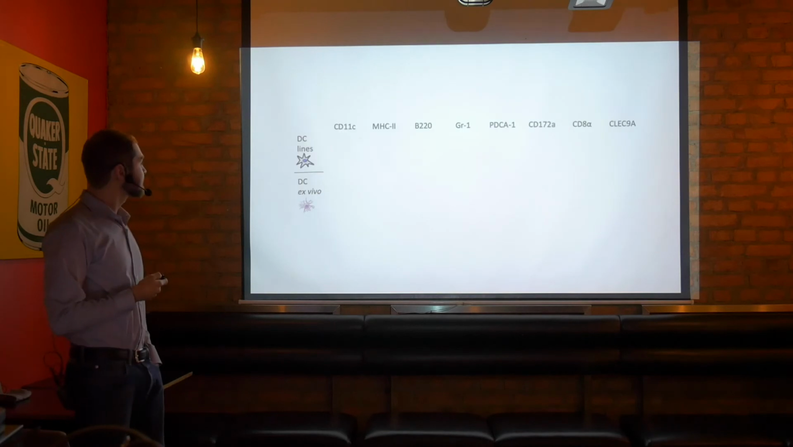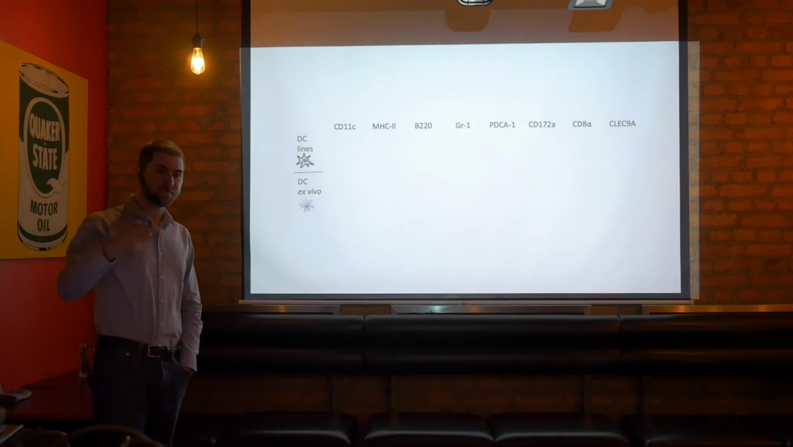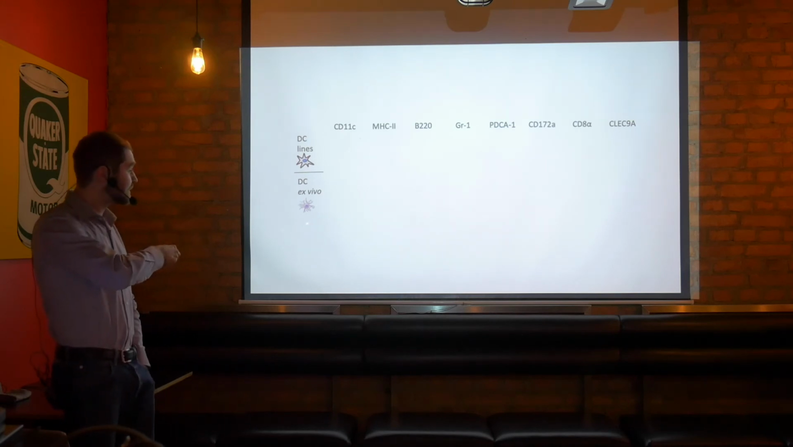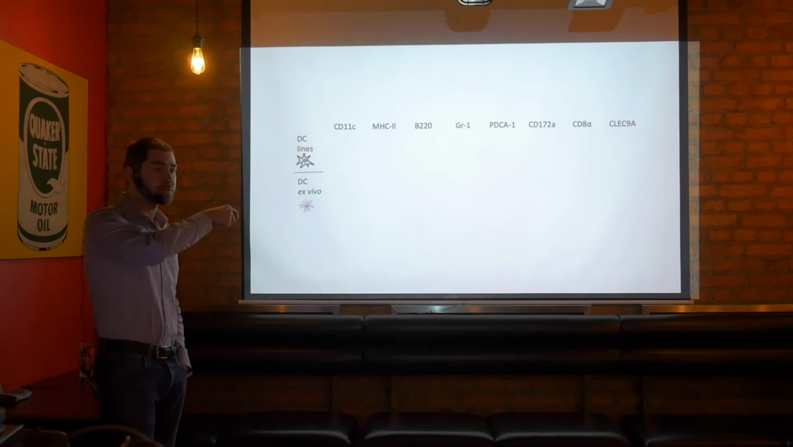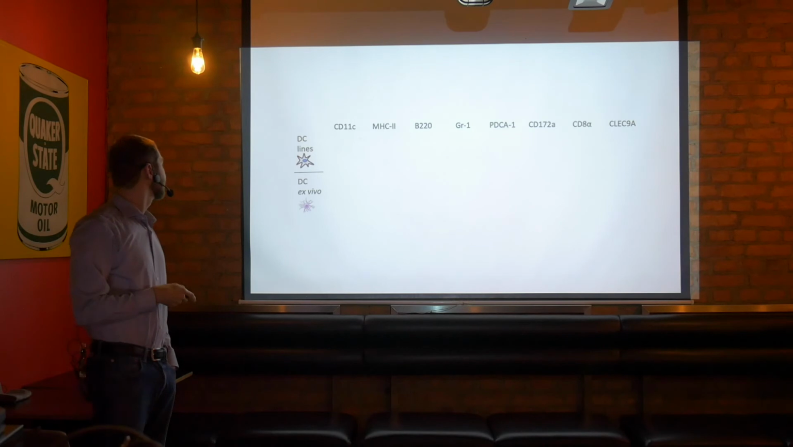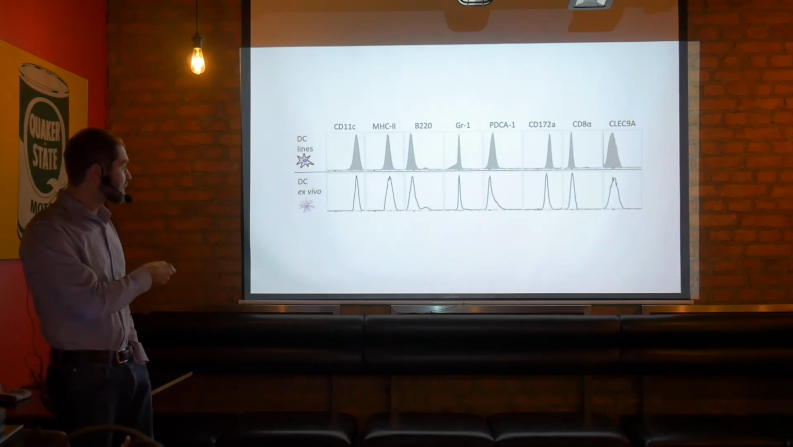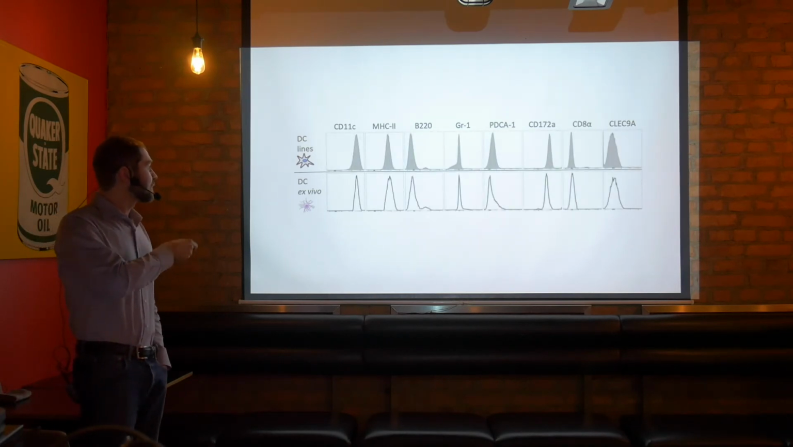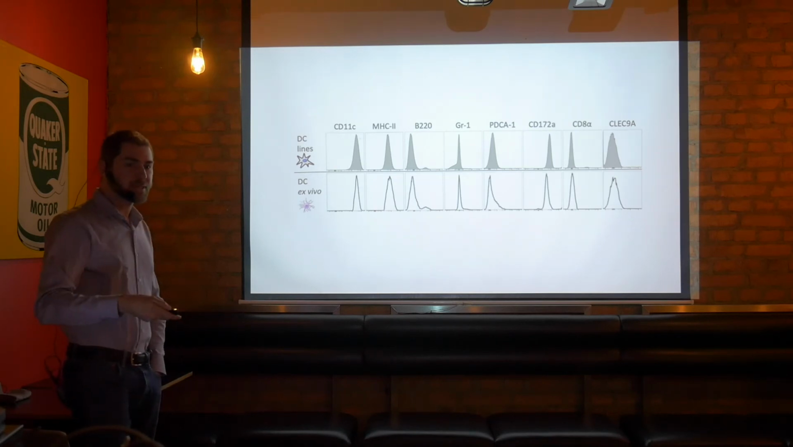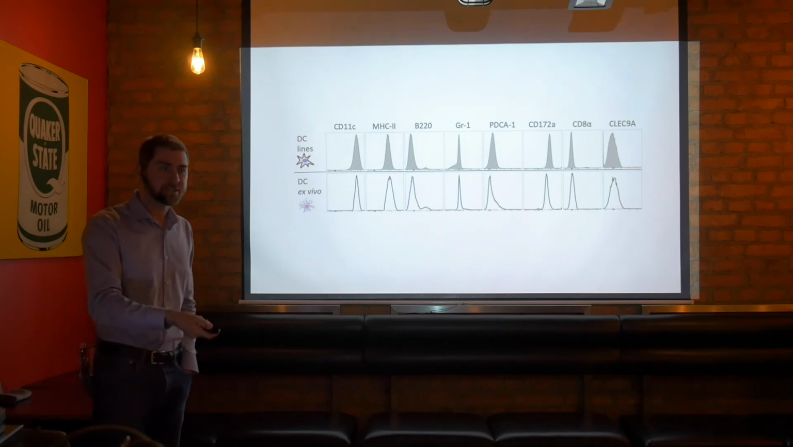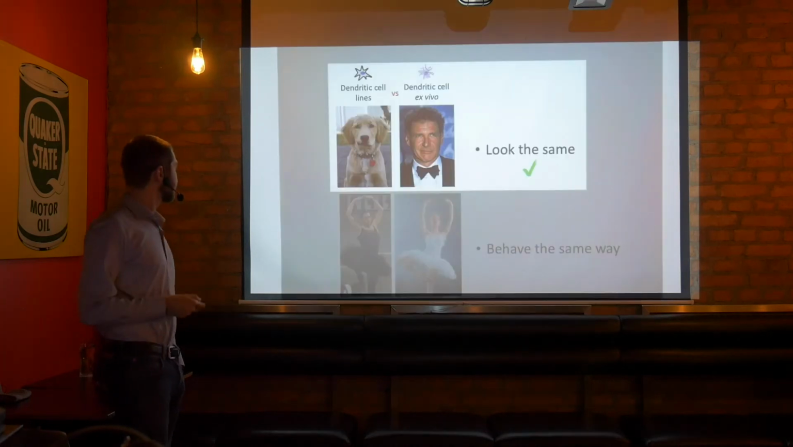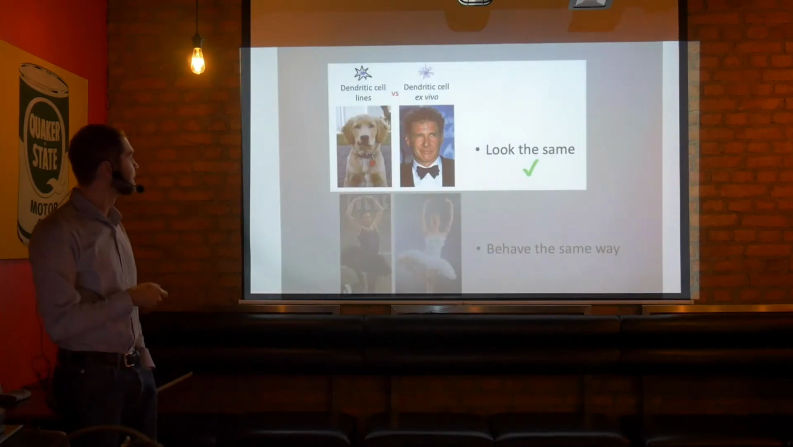Now, with our cells, we did the same kind of reasoning. We took the cell line, we took the fresh dendritic cells, and we looked at a series of molecules that are present or not on their surface. And as you see from this figure, each time we did a comparison, we found exactly the same profile everywhere. This means that our cells are equivalent, at least in the way they look, to fresh dendritic cells. So, look the same, done.